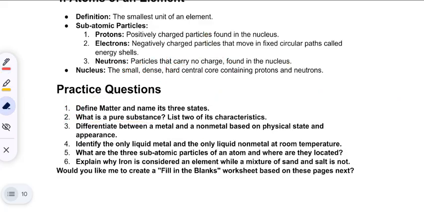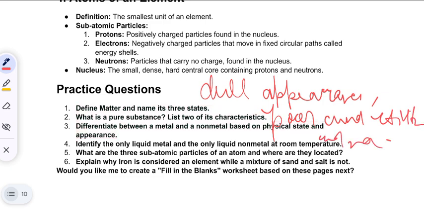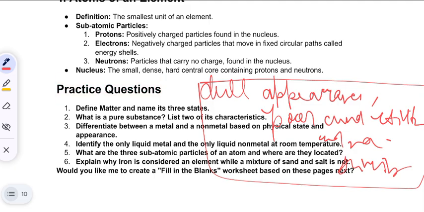And non-metals are just opposite to metals. They have a dull appearance, poor conductivity, and are non-shining, but there are some exceptions. These are the properties.